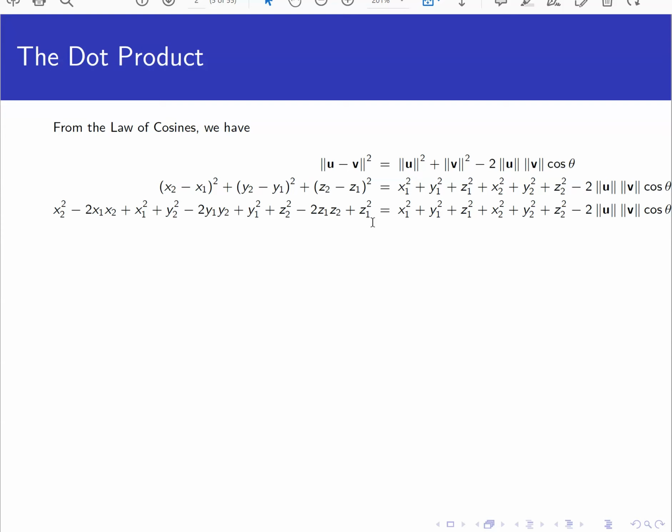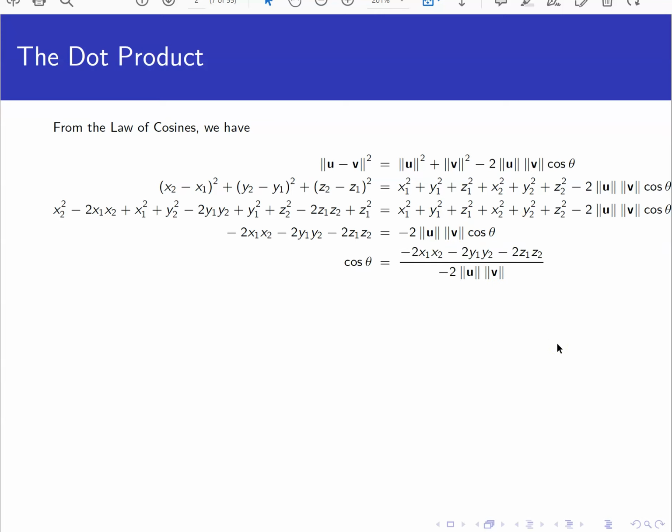Now we notice we have the same terms on both sides of the equations in several spots, right? The x1s will cancel, the x1 squareds will cancel, the y1 squared will cancel, and so on down the line. Everything in the first 6 terms on the right-hand side will cancel with those same 6 pieces on the left-hand side. So after we cancel, we're left with negative 2x1x2 minus 2y1y2 minus 2z1z2 equals the negative 2 times the product of the magnitudes times the cosine of the angle between them.